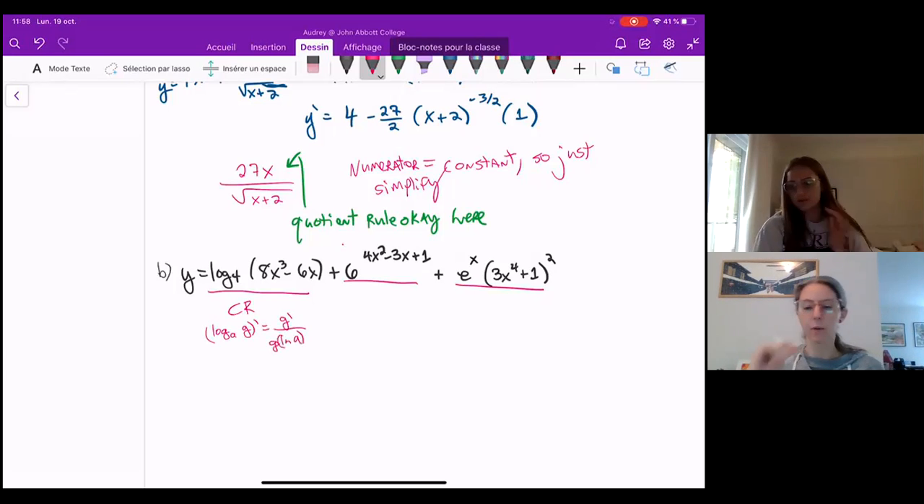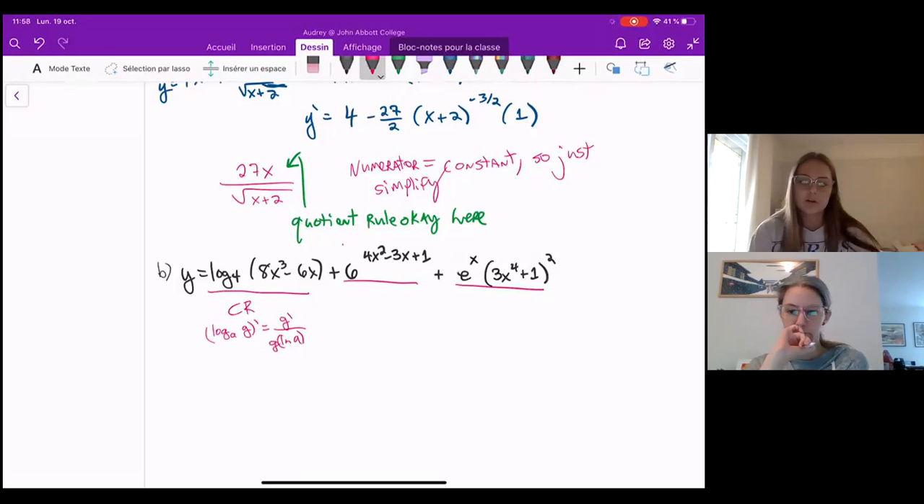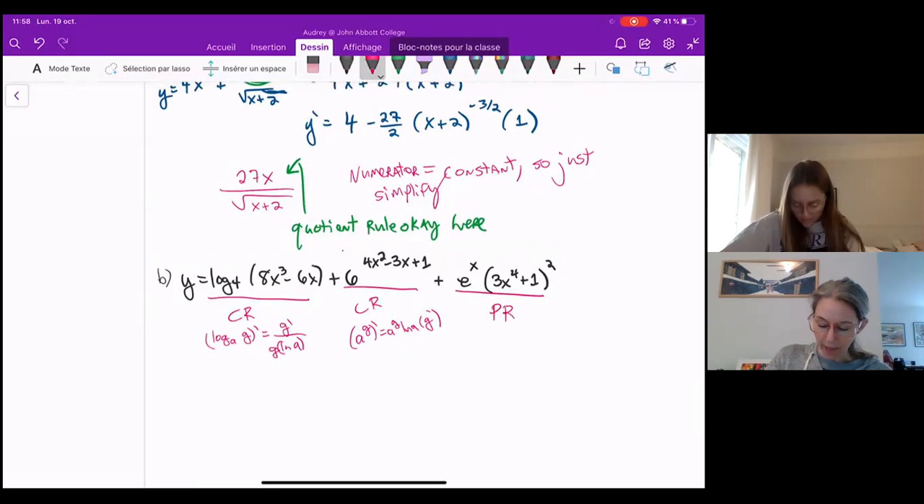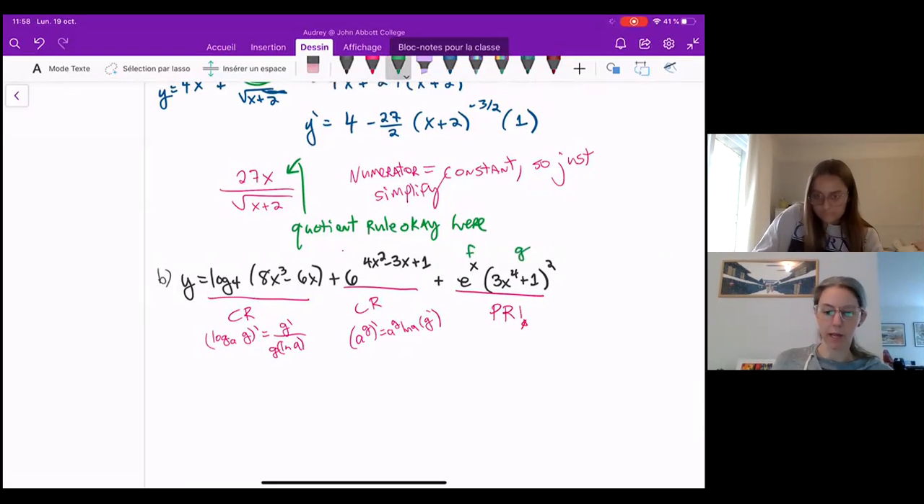What about the second one? Also a chain rule. So this is A to the G. And what about the last one? That's going to be a product rule. You got it. That's going to be a product rule because I have two things being multiplied together.